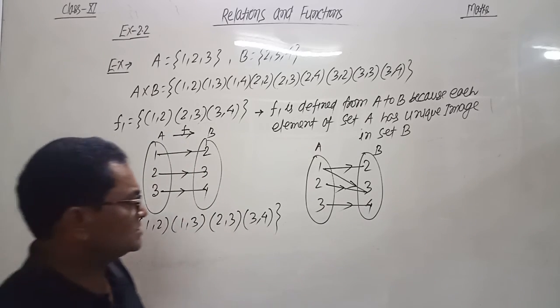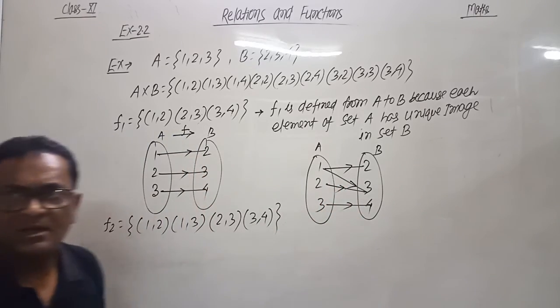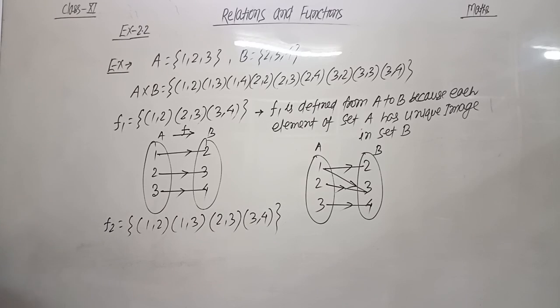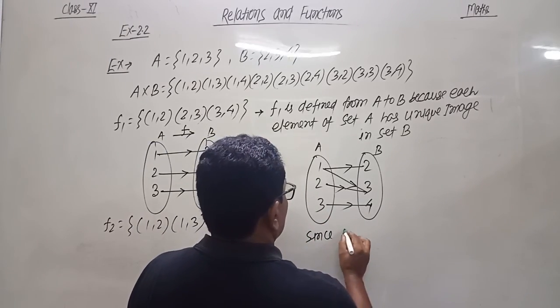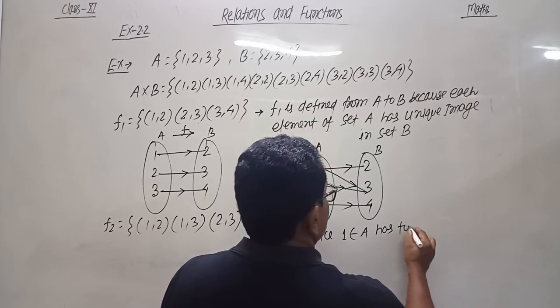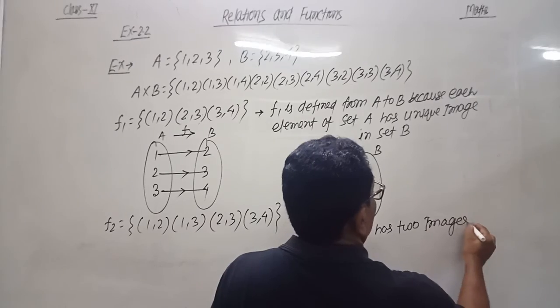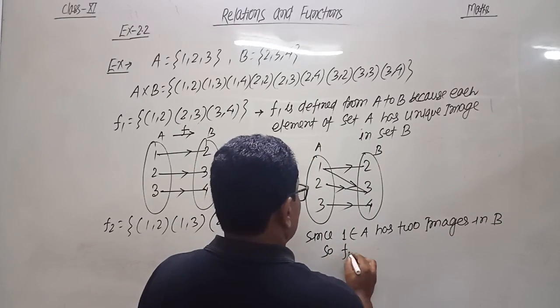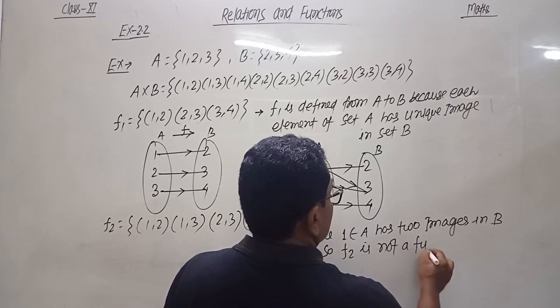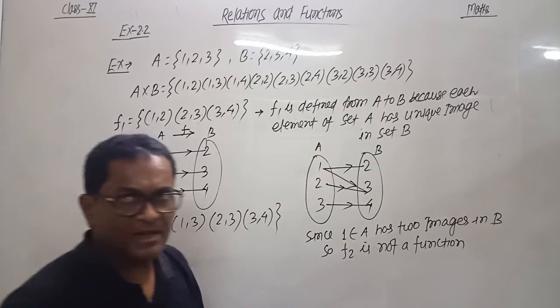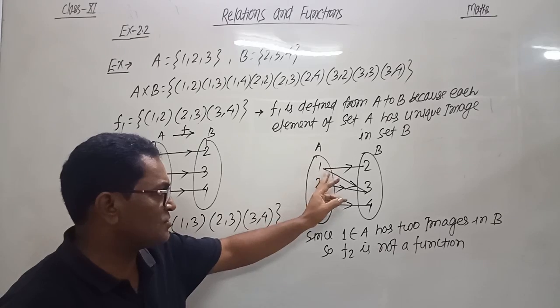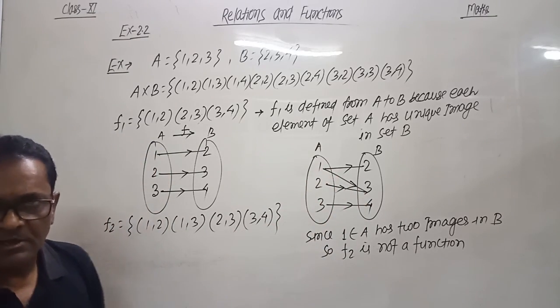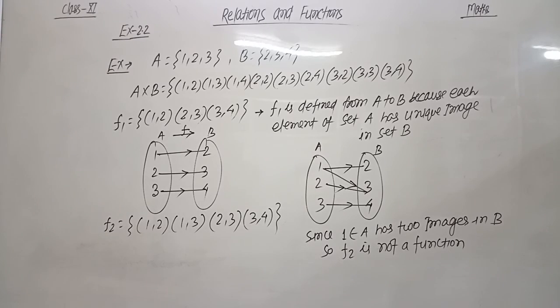There is no uniqueness. The element 1 has two images, 2 and 3. Since 1 belongs to A and has two images in set B, f2 is not a function, because uniqueness is a must. There must be a unique image. Yes, element 1 has two images, 2 and 3. That's why it is not a function. So a function must not only be a subset, but must also have uniqueness. For f1 there is a unique image, and for f2 there is no unique image, so it is not a function.